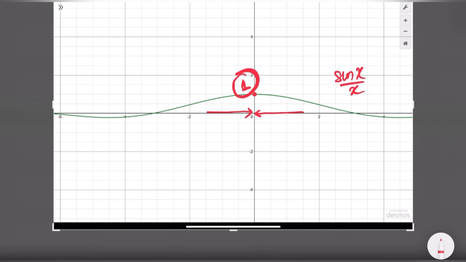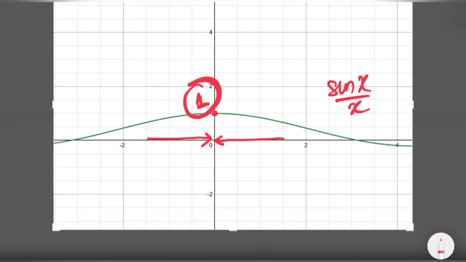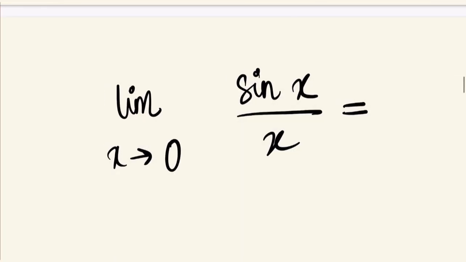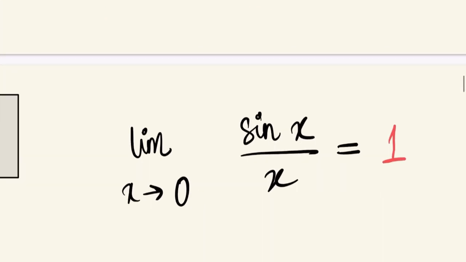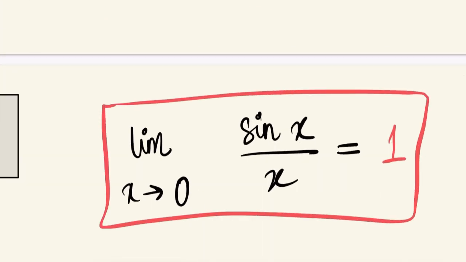So the answer is not 0 by 0 or not defined or infinity or something like that. The answer is pretty clear. The answer is 1. How you evaluate this answer without using a graph is another point of discussion. Let's move on to the next. So this is one standard formula that you have to make a note of. This is the first standard formula. There are 4 standard formulae of limits which you need to always remember. Let's move on to the next standard formula.